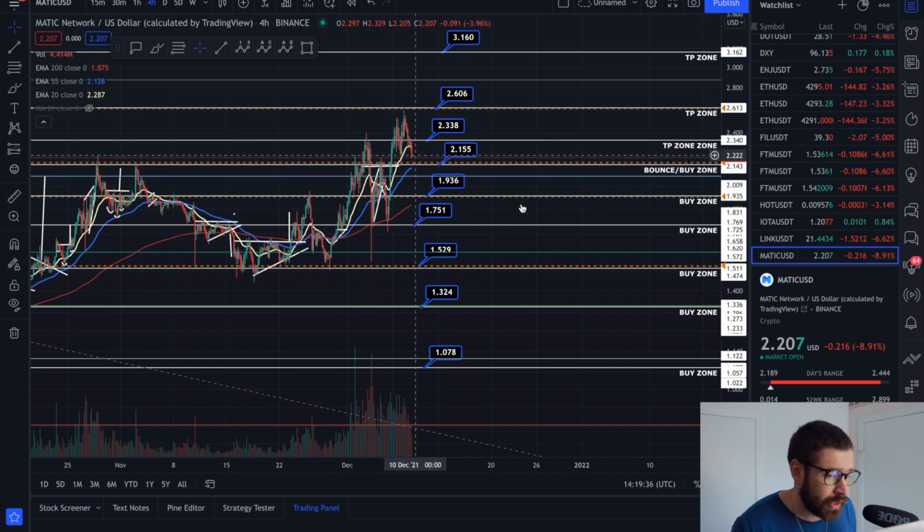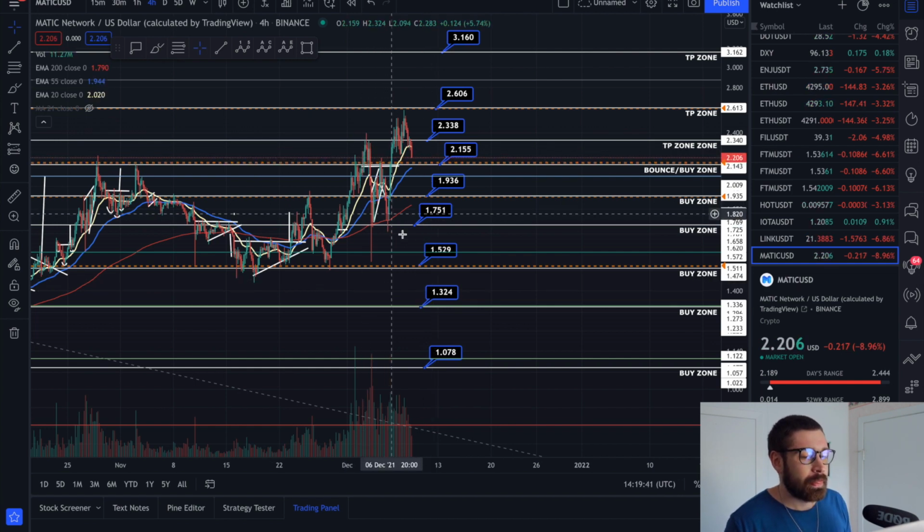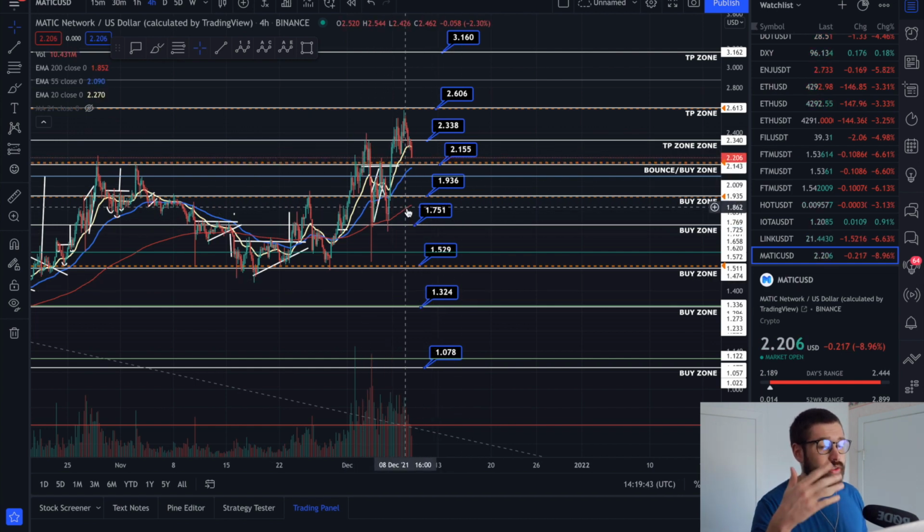If it were to come all the way down to 175, if we had a flash crash like we did here, then your average price is even lower and you ride the slingshot back up.